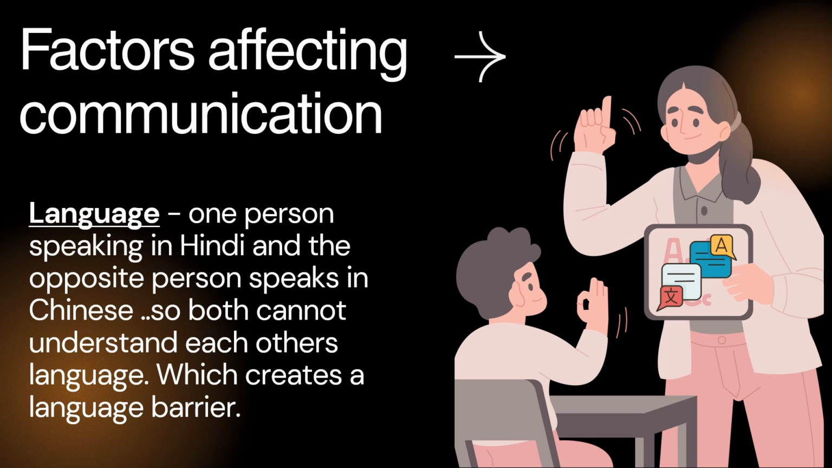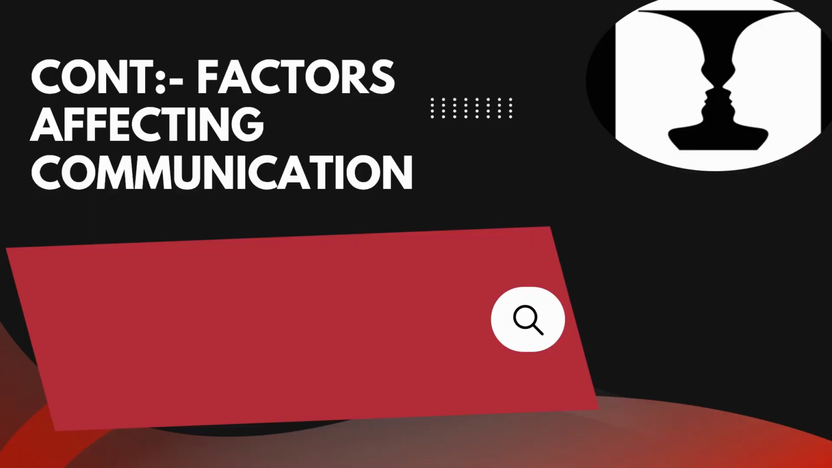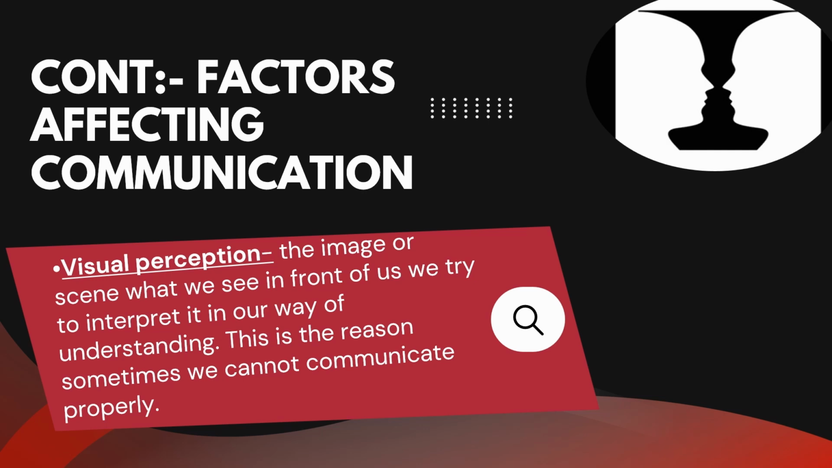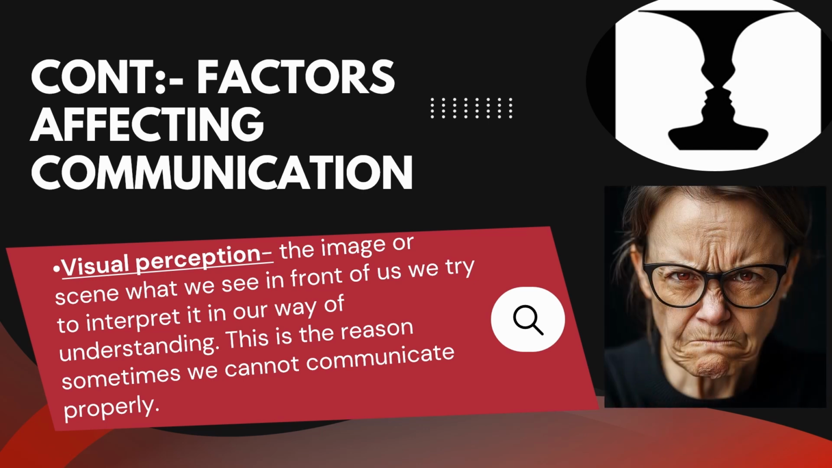Next factor which affects the communication is visual perception. Sometimes what we see in front of us can be misinterpreted based on a personal understanding. For example, if you see someone's frowning face, you might think they are upset, even if they are just concentrating. Also, look at the top right corner.